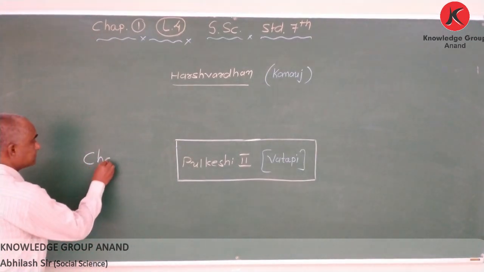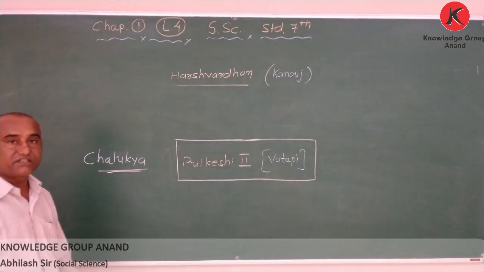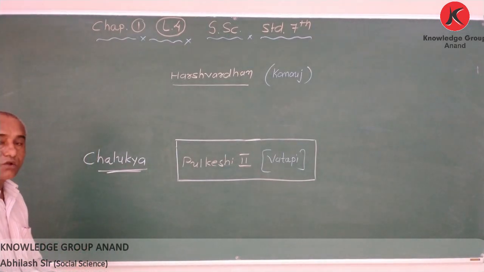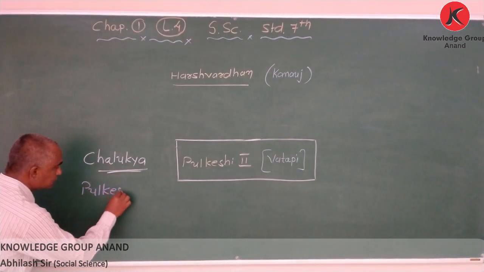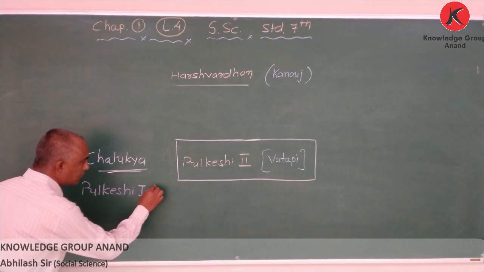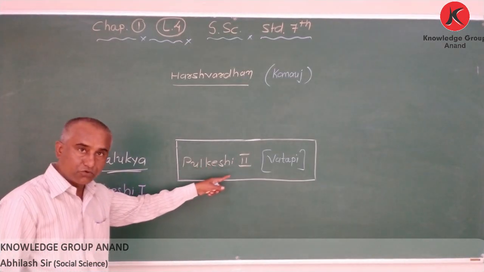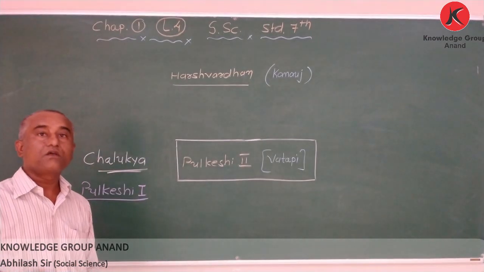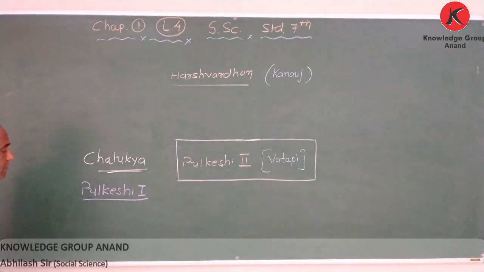Which dynasty? The Chalukya dynasty of the South. My dear students, Pulkeshi I was the first king. Who was the king? Pulkeshi I. This is Pulkeshi II and this is Pulkeshi I. Pulkeshi I was a great king. We can say he performed the Ashwamedh Yagna.